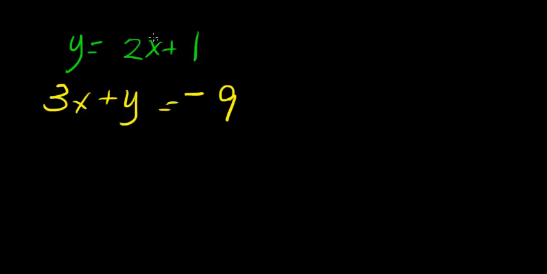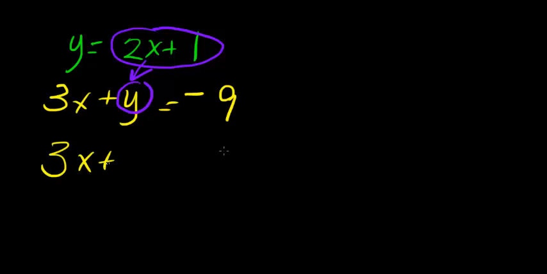I can replace y with 2x plus 1. I can pull that y out because this equation here tells me y is the same as 2x plus 1. Whatever this quantity is, this is the exact same quantity. So I can take this y out and put this expression in. So I'd still have the 3x plus, and I'll still have the equals -9.